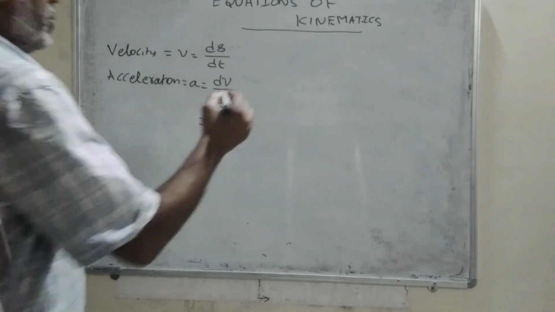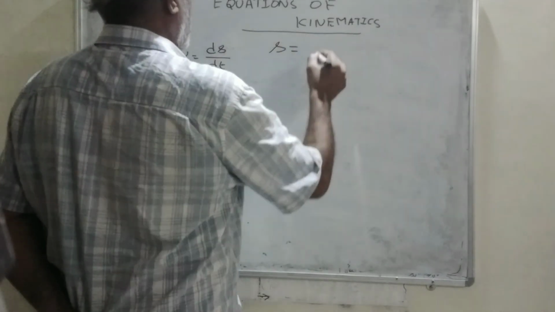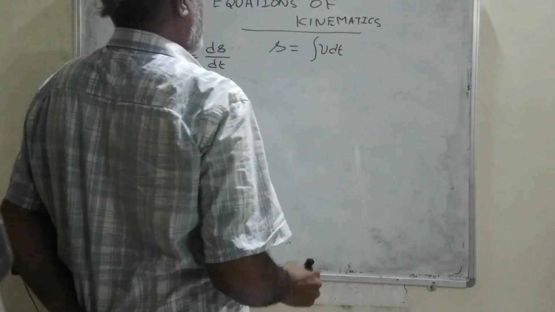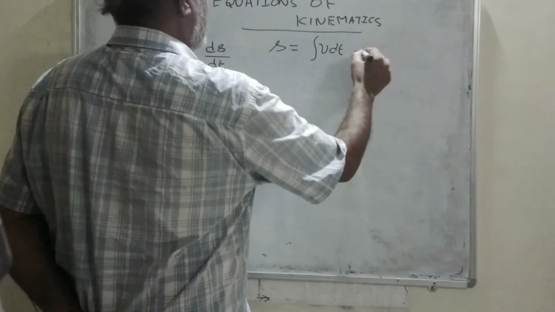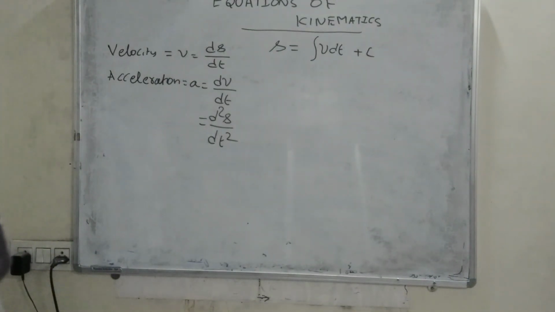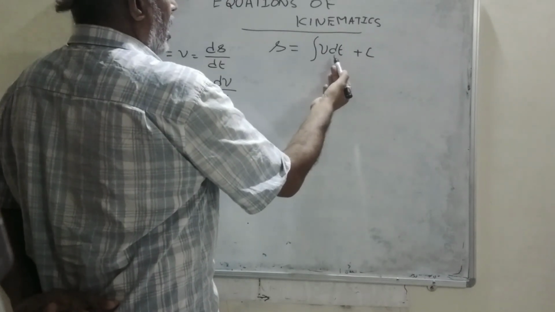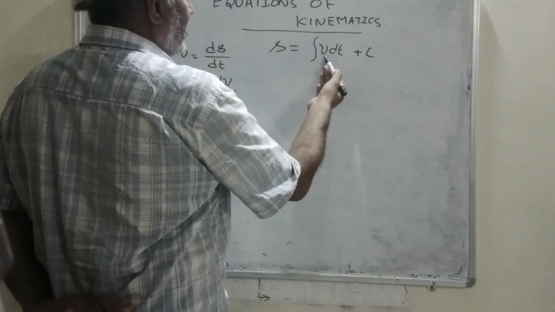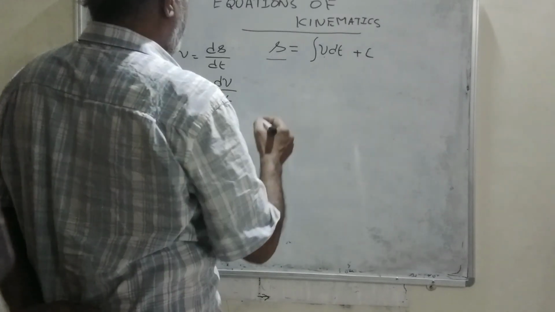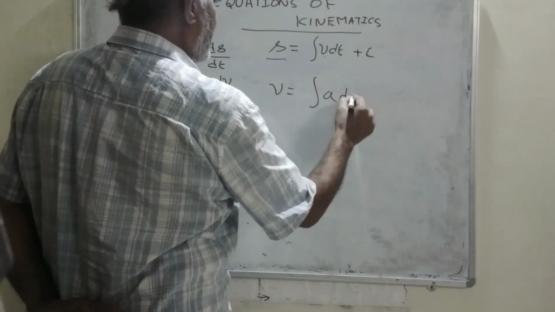so we can say the displacement s is equal to integral v dt plus constant. If you integrate velocity with time and add some constant, you will get the displacement. In a similar way, velocity is integral a dt plus c.